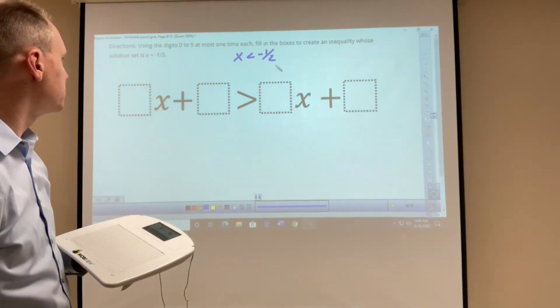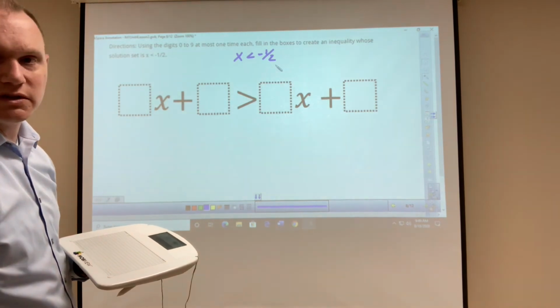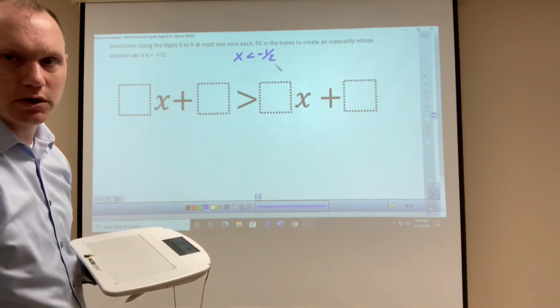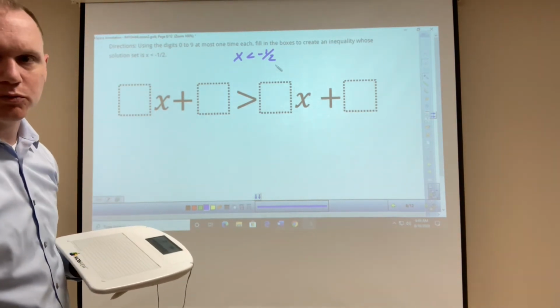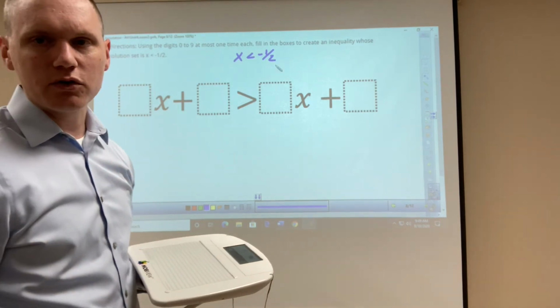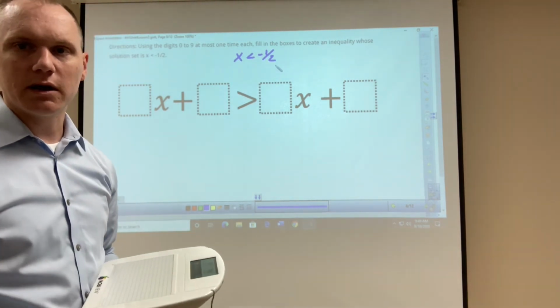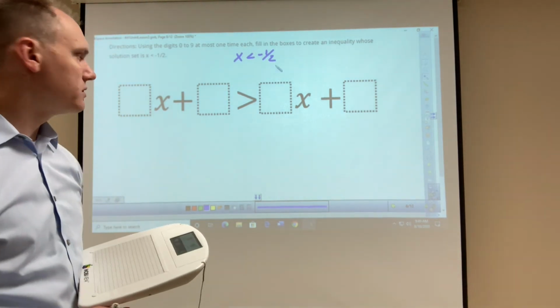Again, using the numbers 0 to 9 at most one time each. So you can't duplicate numbers here. In each box, just put one number and see if you can create one that has a solution of x is less than negative 1/2.